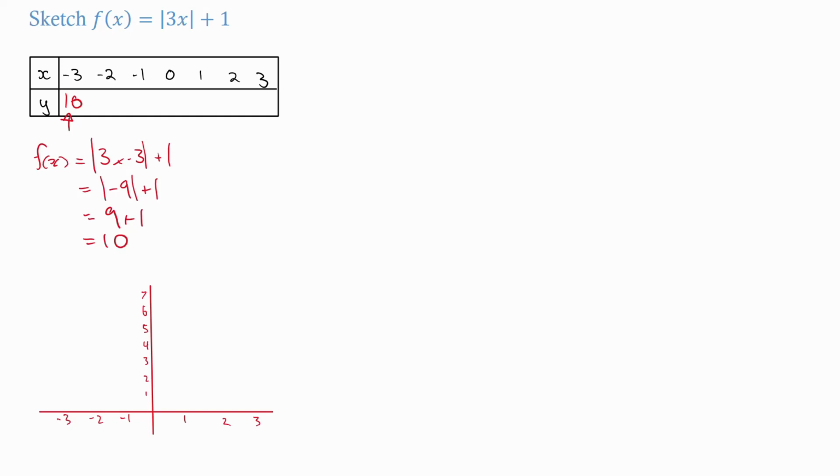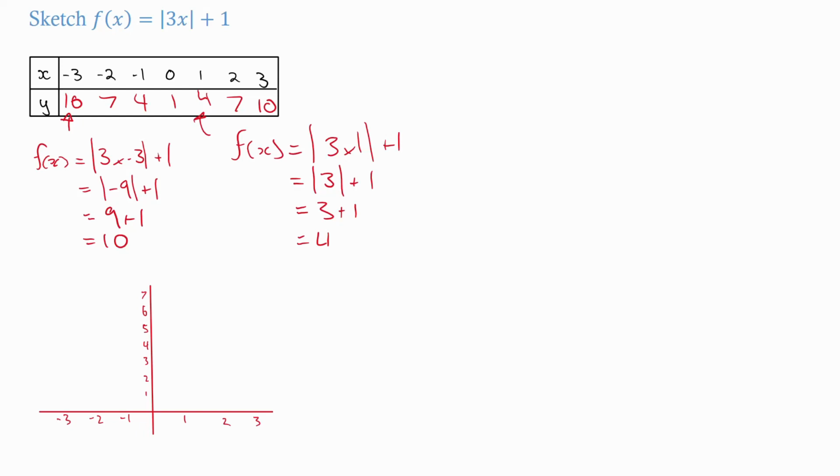Now you continue to do this. Let's say hypothetically I wanted to do this one over here. f(x) equals the absolute value of 3 times 1, plus 1. We get the absolute value of 3, which is just 3, plus 1, which is 4. Now you continue to do this until eventually your whole table's filled up. So 7, 4, 1, 7, 10. And that makes sense because it looks like we're starting to flip and go the same way.